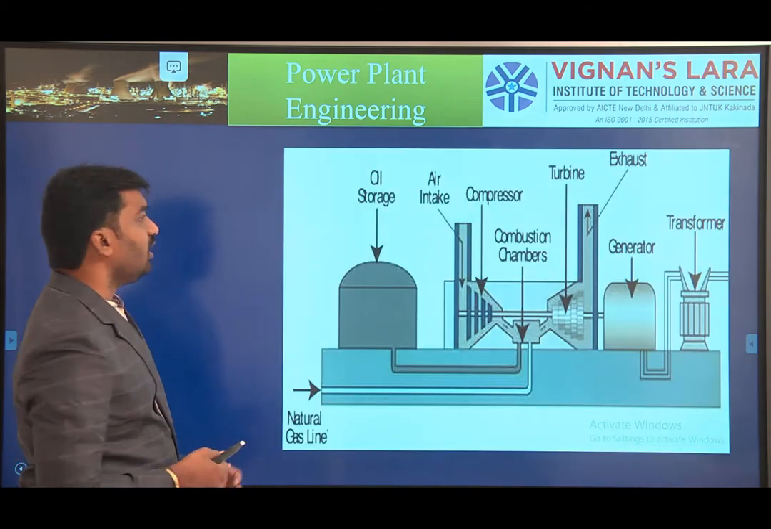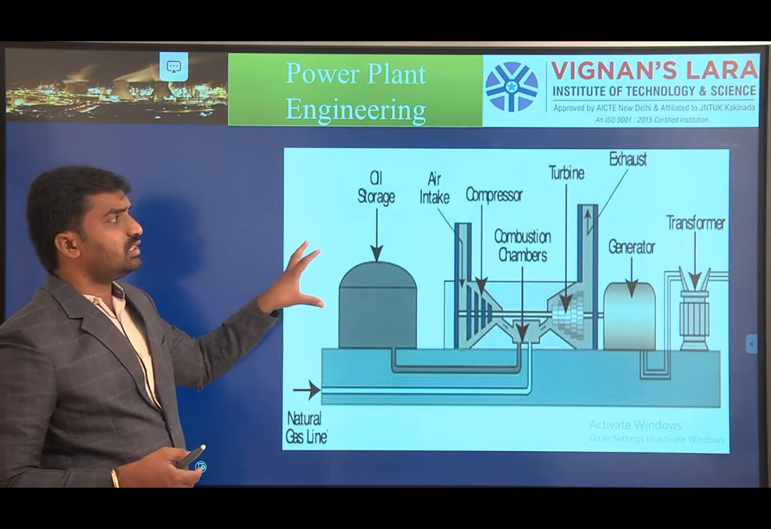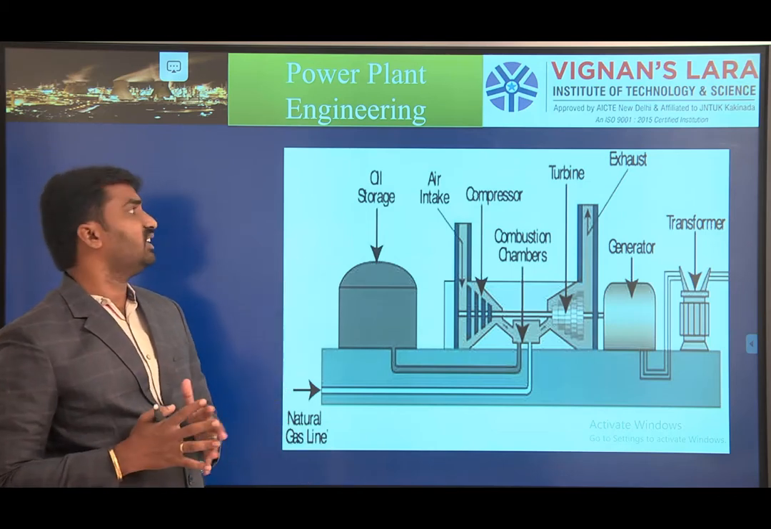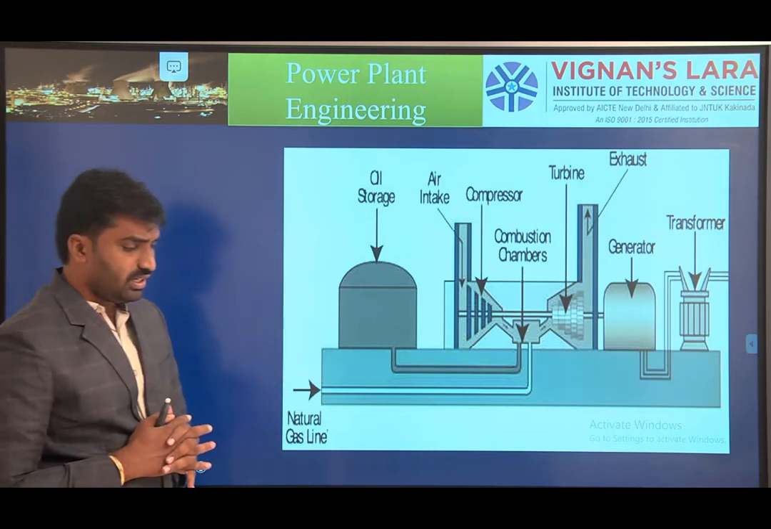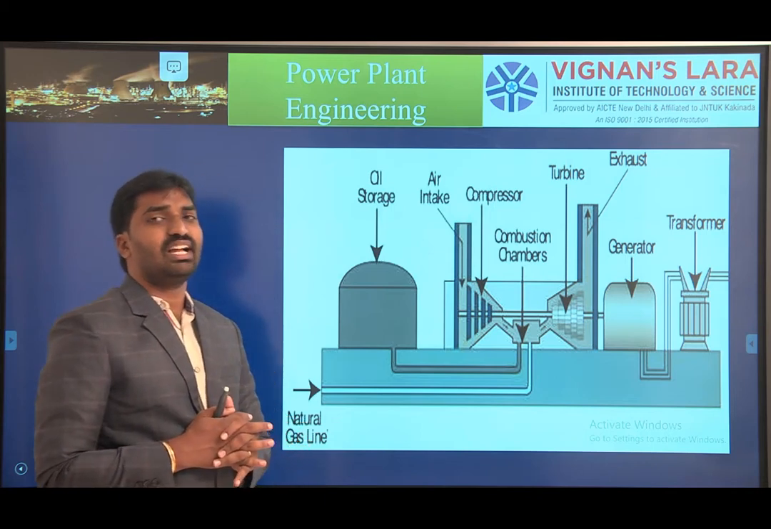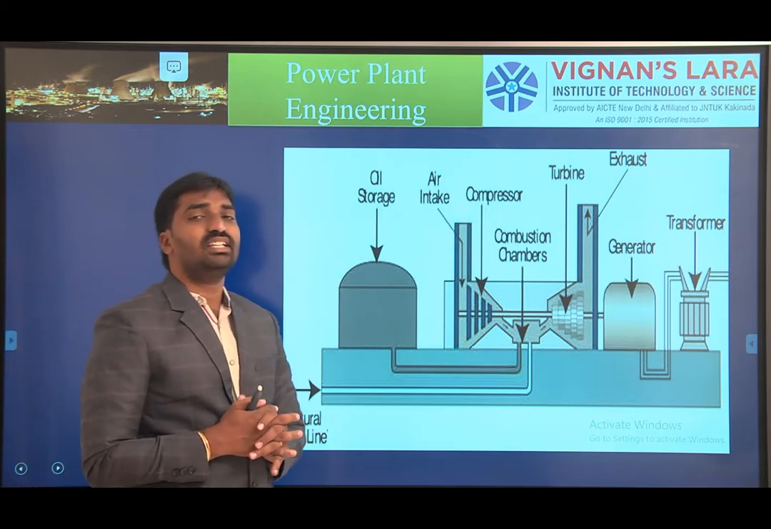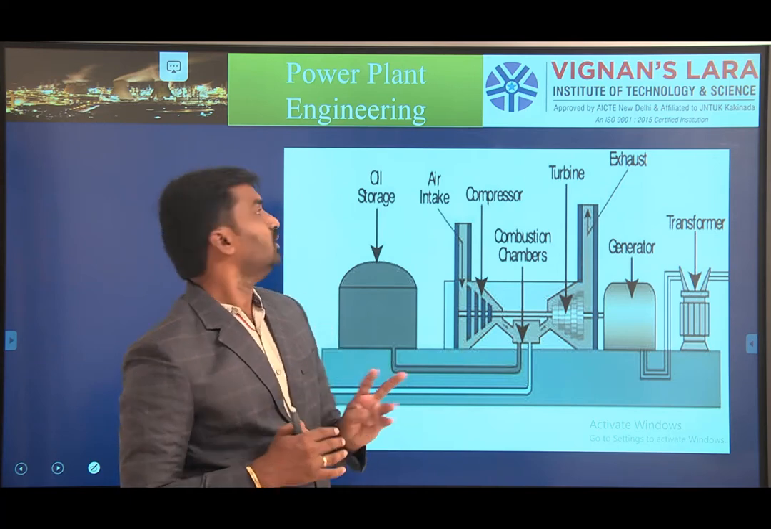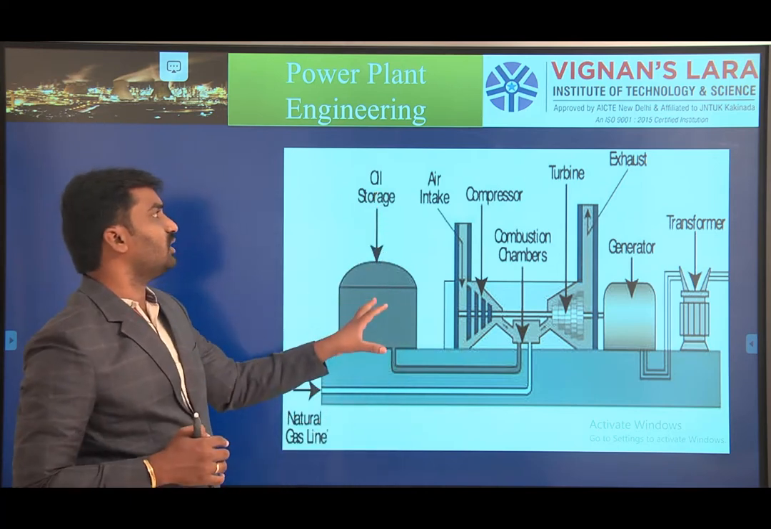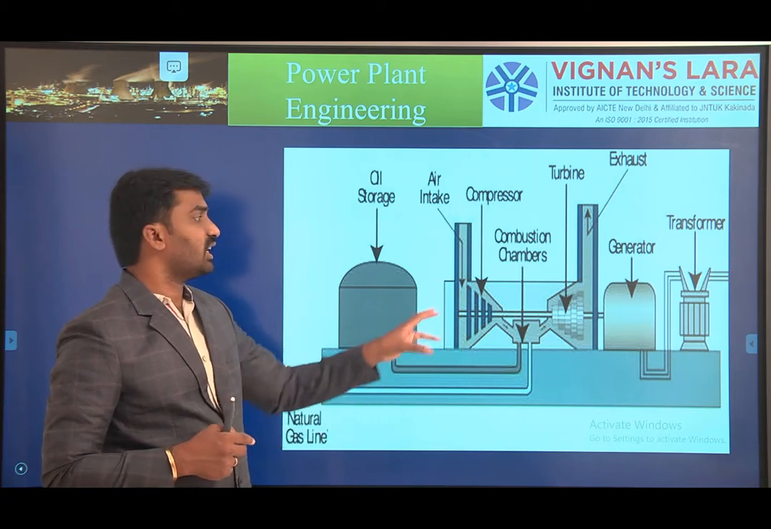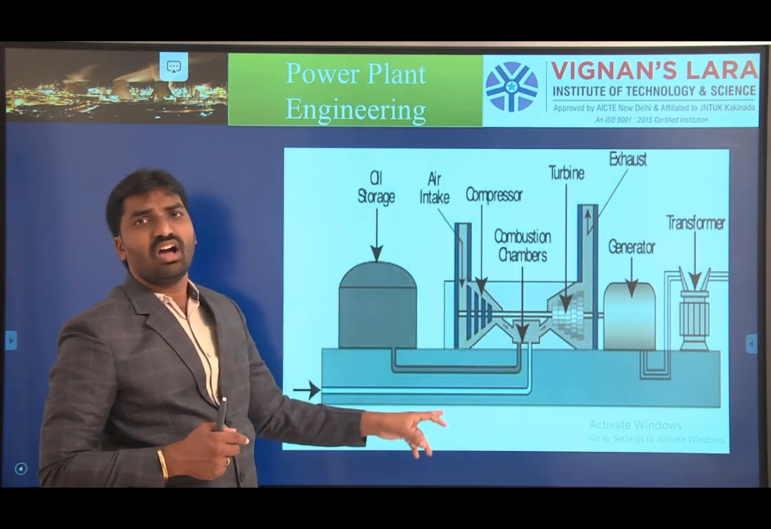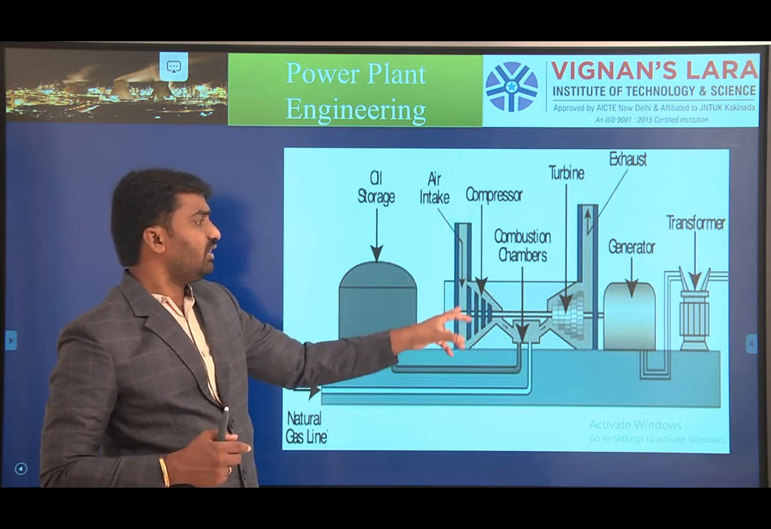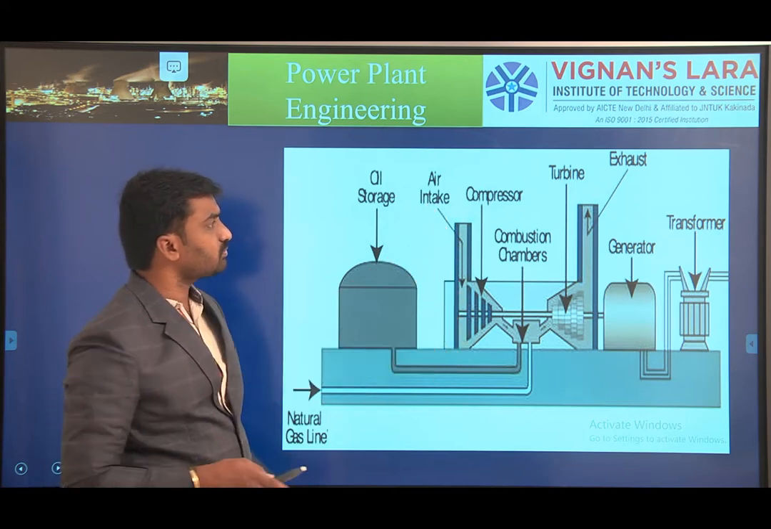Okay, and see the simple layout of a gas turbine power plant. So this is a simple layout here. So first, what do you need? The purpose of a gas turbine power plant is to generate electrical power. For that purpose, the first thing we need is fuel. So we need one oil storage tank. For the combustion process, one more thing we need is oxygen. So we need to take in air, intake air, and we can take the air here.